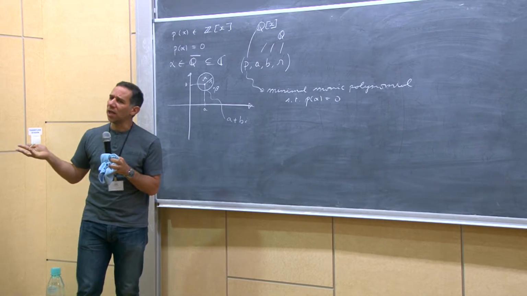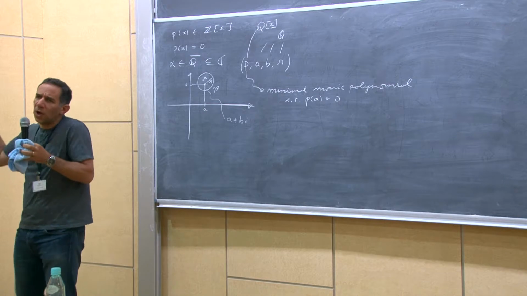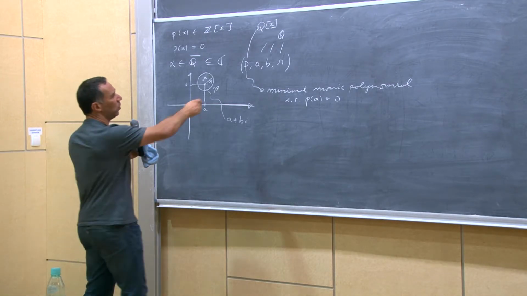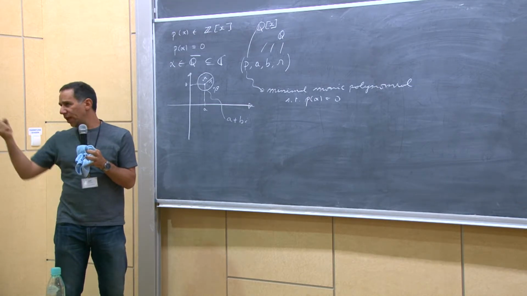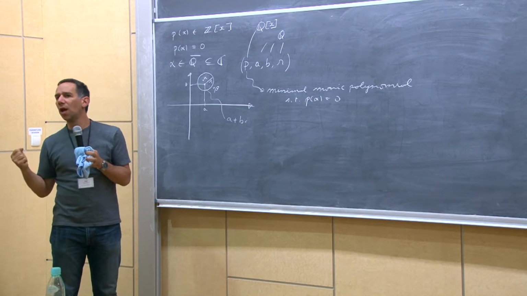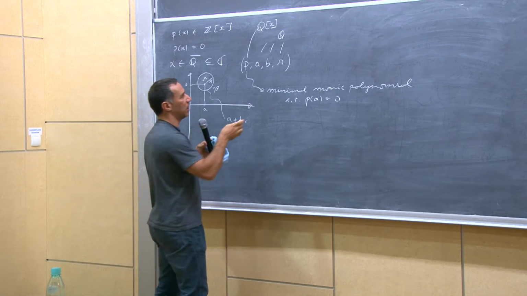And you can compute all these things, right? There are algorithms to compute these things. If I give you a polynomial such that alpha is a root, you can actually extract from this polynomial the minimal polynomial of alpha. So I don't want to talk about these algorithms.